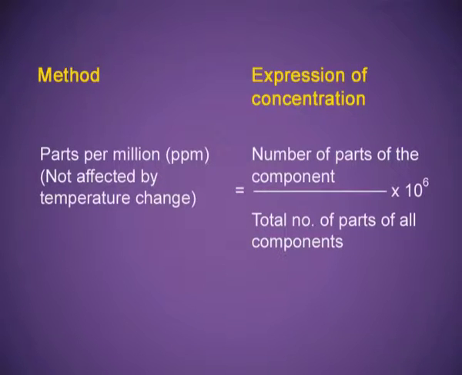Parts per million. We use this way of expressing the concentration when our solute is present in very minute quantities. For example, when the waterworks supply water, to prevent tooth decay, they add the fluoride ions. The fluoride ions are added in parts per million, that is in the traces. It is the number of the parts of the component divided by the total number of parts of all the components into 10 raised to power 6.